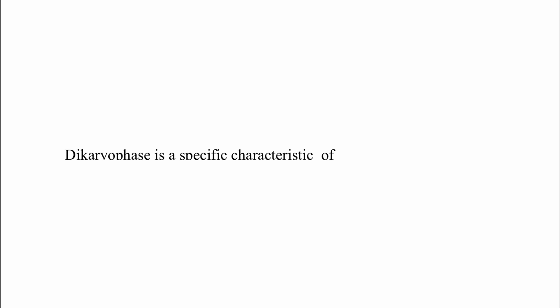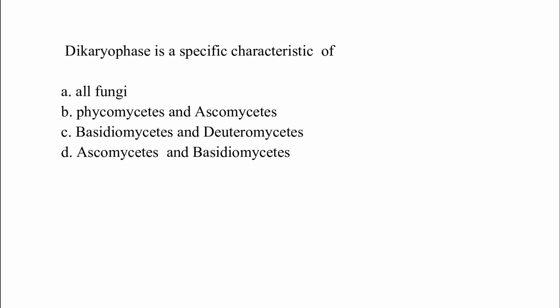Dikaryophase is a specific characteristic of option A, all fungi. Option B, Phycomycetes and Ascomycetes. Option C, Basidiomycetes and Deuteromycetes. Option D, Ascomycetes and Basidiomycetes. The correct answer is option D, which is Ascomycetes and Basidiomycetes.